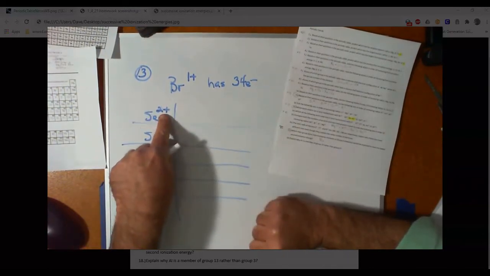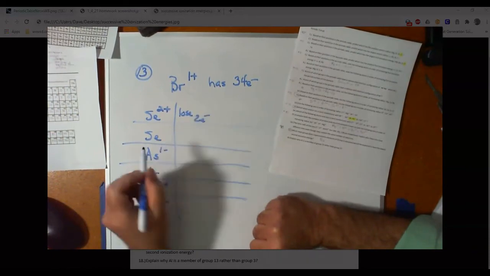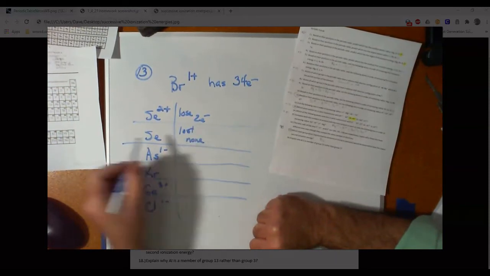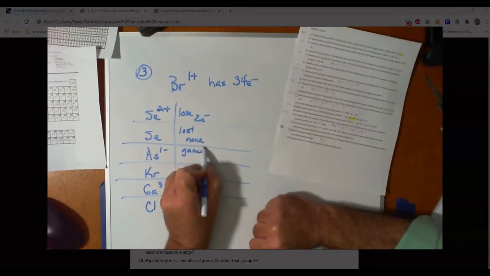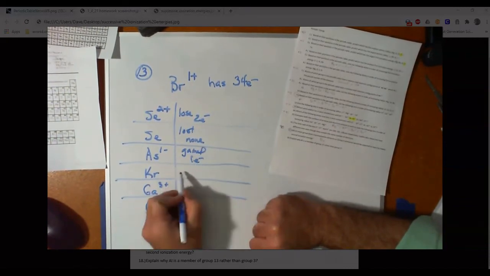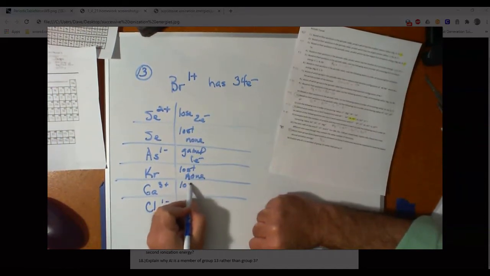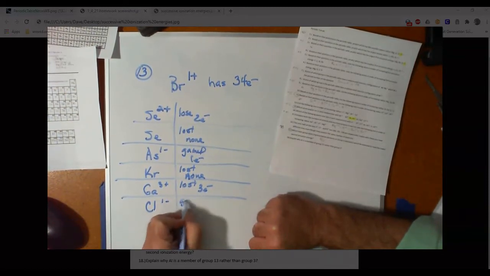How do you become a 2 plus? By losing 2 electrons. Lost none. All right, it has no charge. -1 means it's gained 1 electron. Lost none, or gained none. 3 plus means it's lost 3 electrons. 1 minus means it's gained 1 electron.